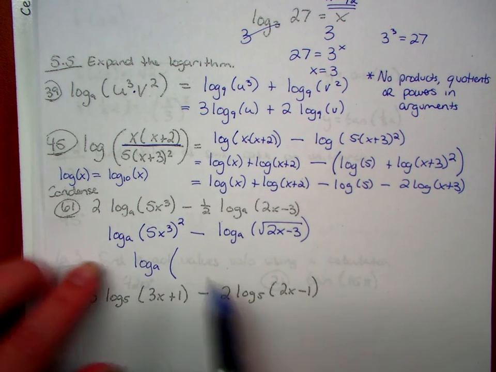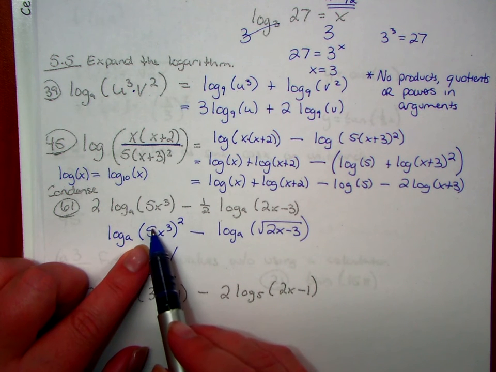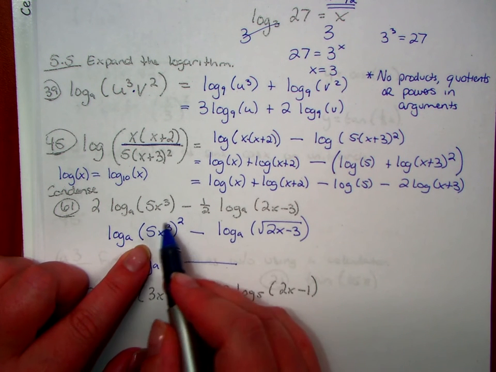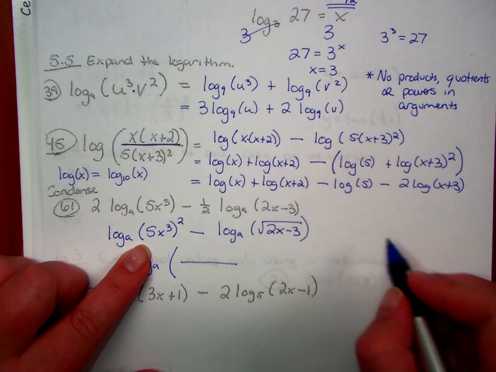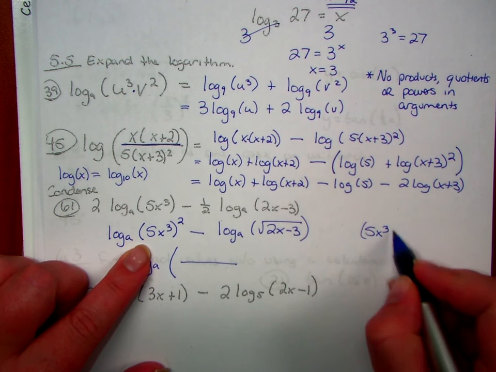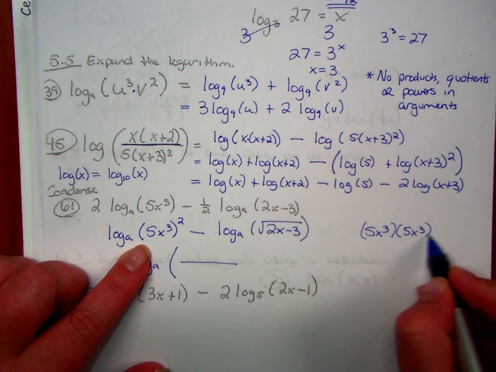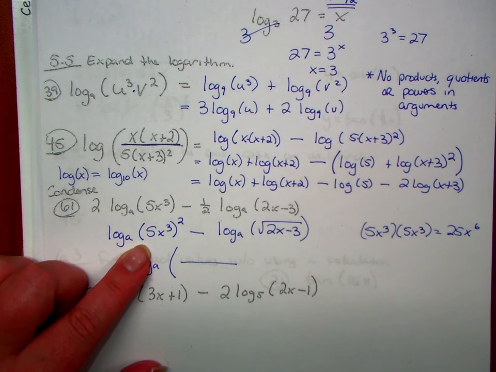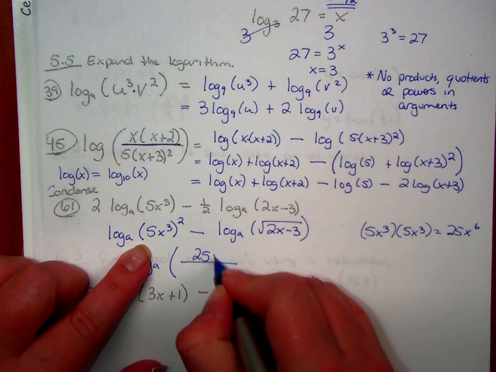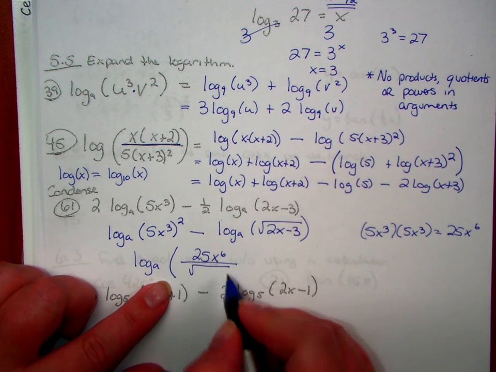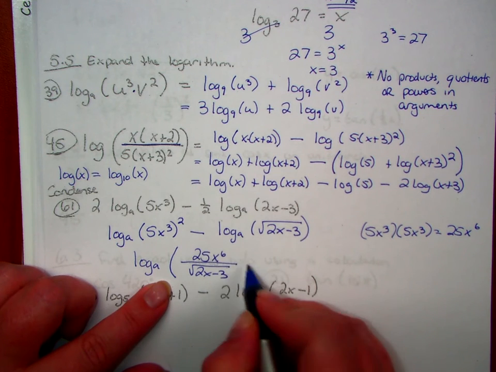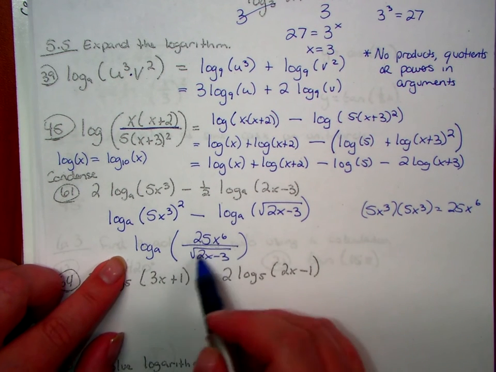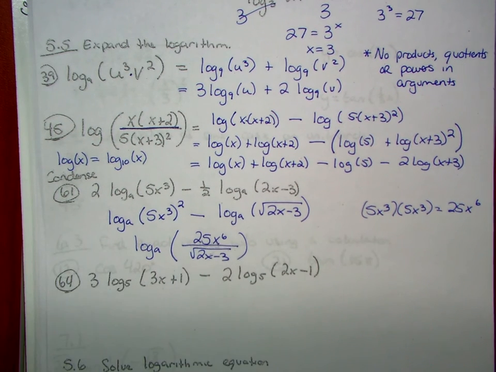So I'm going to write one logarithm. I'm going to write a fraction. This positive one divided by this negative log. So as I do that, I'm going to go ahead and square this, okay? What's 5x cubed times 5x cubed, right? 25x to the 6th, correct? Right? So we're going to get 25x to the 6th divided by the square root of 2x minus 3. Okay, this is fully condensed because we got everything into one logarithm.